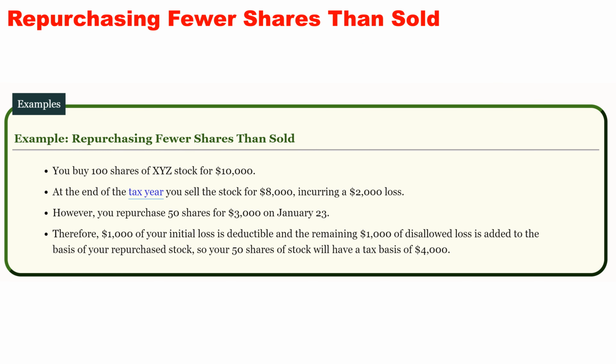If substantially identical property is bought during the wash sale period, then only the amount of loss realized on the same number of repurchased shares is disallowed. The remaining loss is deducted.